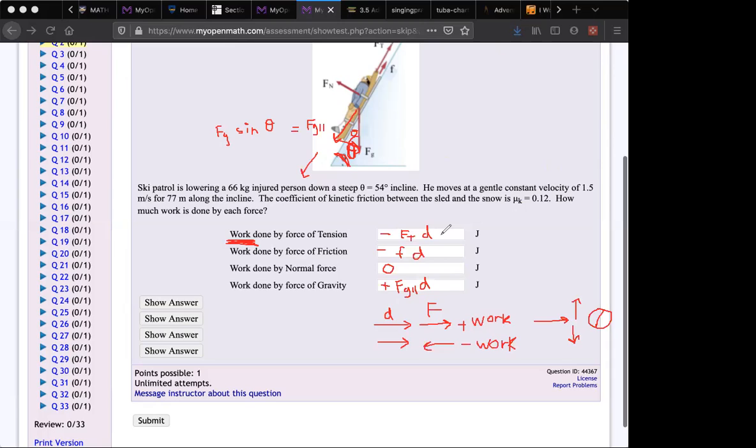These two parts require a little bit more work, so friction is probably the next easiest one to do. The force of friction is the normal force, this force right here, times mu k, which they give us right here. Right? So force friction equals the normal force times mu k. Now, mu k we know, but do we know the normal force?